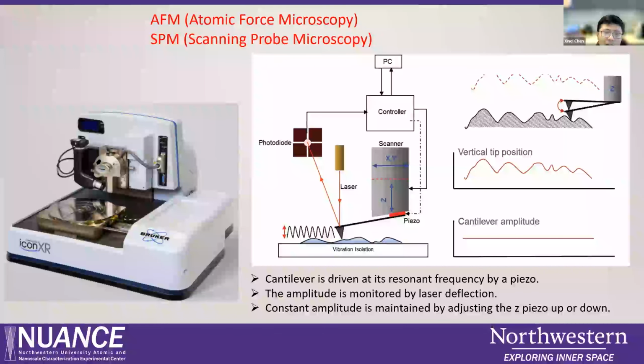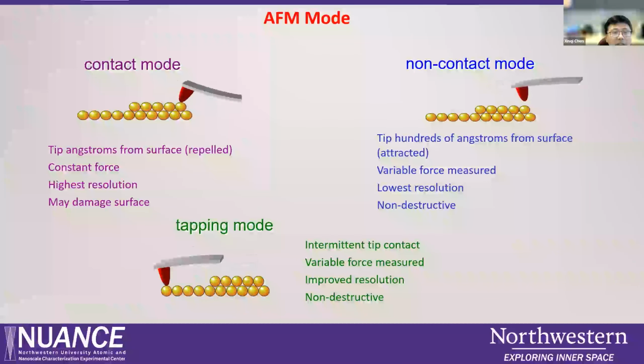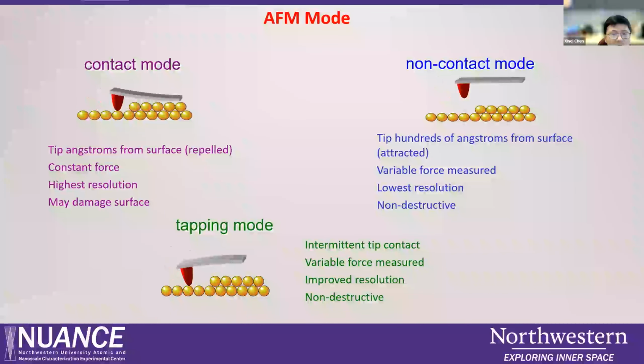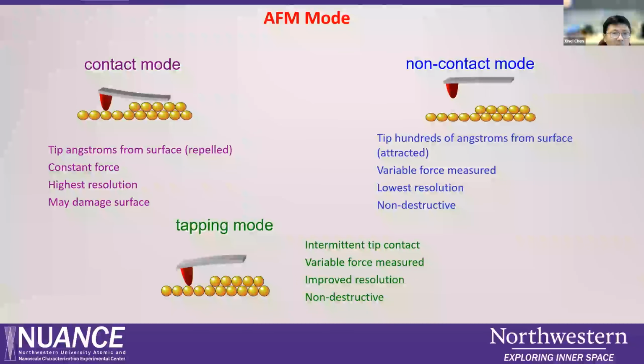For this one, the cantilever is always resonating at a frequency, and the amplitude is maintained the same. They use a piezo to move it up and down. Okay, so next I will show you the three different modes commonly used for AFM: contact mode, non-contact mode, and tapping mode.